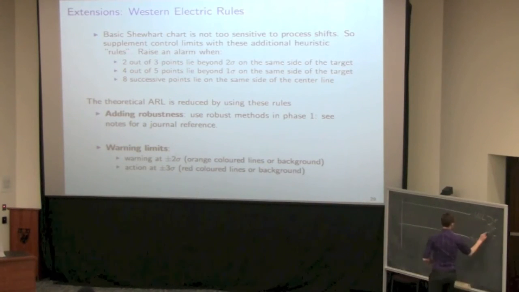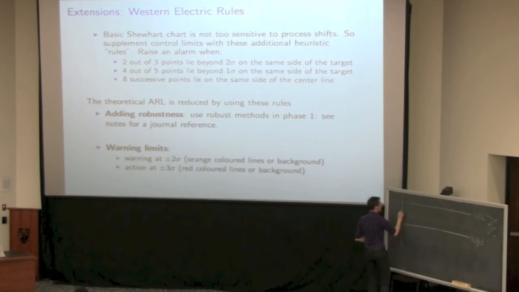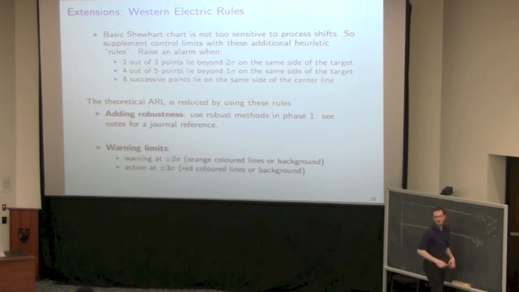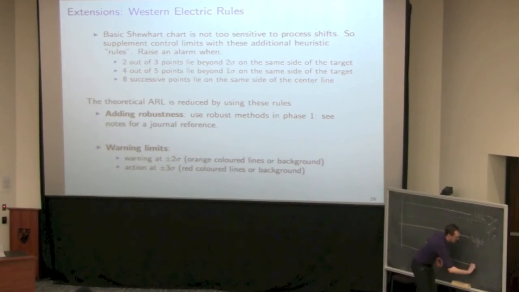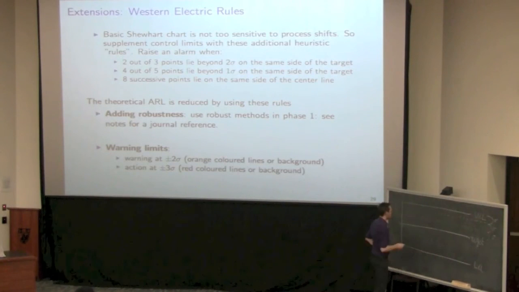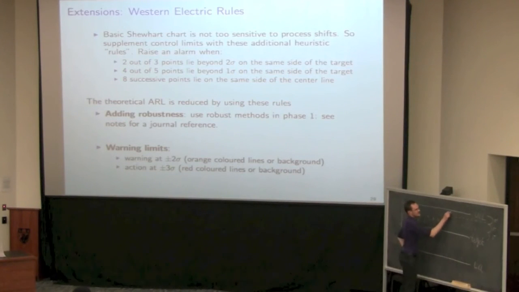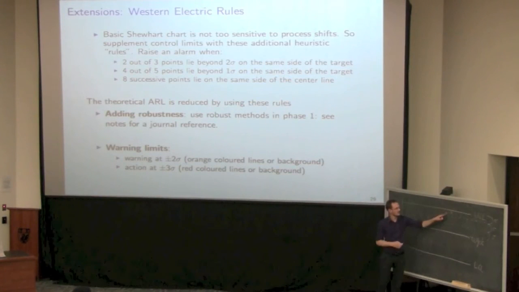You can see fictitious lines drawn here, one standard deviation, and another line for two standard deviations. But we don't show those. We don't want to make our plot messy. So we only show my target and the upper control limit. There's also a lower control limit down here. What this rule says is if two out of three points lie beyond two sigma on the same side of the target, then throw out an alarm. So we're operating over here, and that says two successive points beyond two sigma on the same side of the line. So we're trending up, in other words.